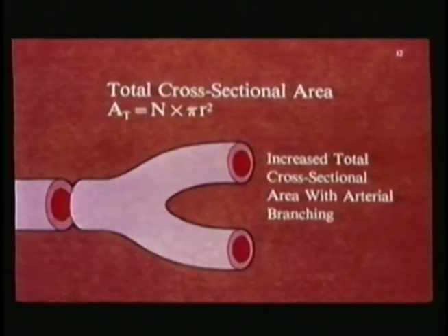The total cross-sectional area of any generation of vessels equals the number of parallel vessels in the generation, n, times the average cross-sectional area of the individual vessels, pi r squared. In the arterial network, with successive branching, the increase in the number of vessels more than compensates for the decrease in the cross-sectional area of individual vessels. Therefore, there is a progressive increase in total cross-sectional area as one proceeds along the arterial network toward the capillaries.